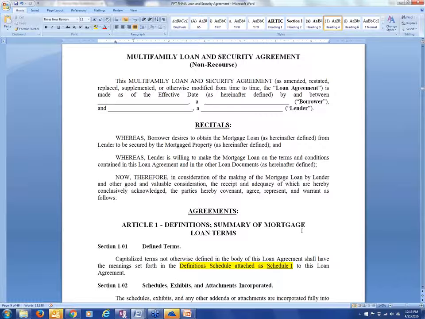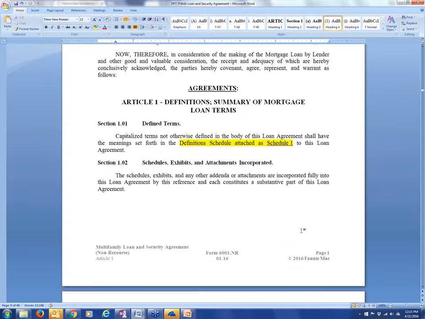I want you guys to really focus on that non-recourse because I'm going to show you something in a moment that might scare you a little bit, okay? As you can see, I highlighted right there where it says the definitions schedule is attached as Schedule 1. So if you're looking for, for instance, the events of default or the default rate, what are those definitions? You're not going to find them in the loan agreement. You're going to find them in Schedule 1 of the loan agreement. So just understand how these documents are all put together.